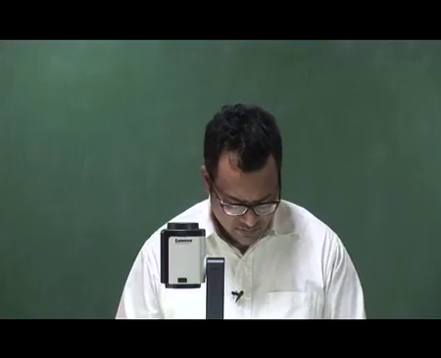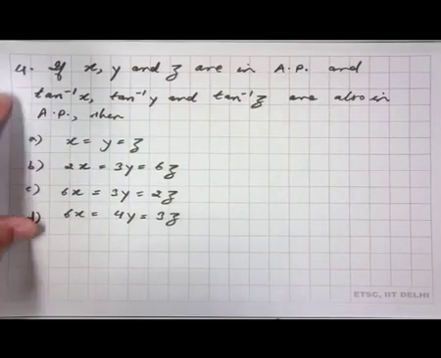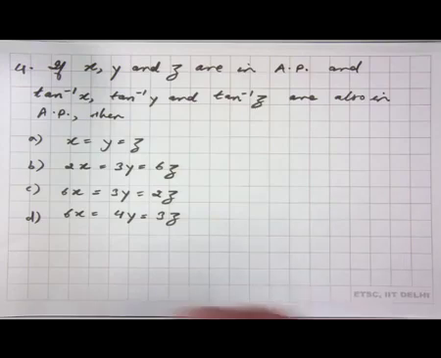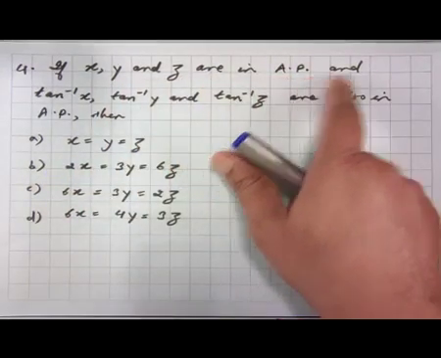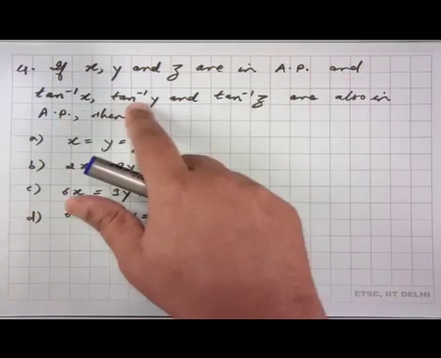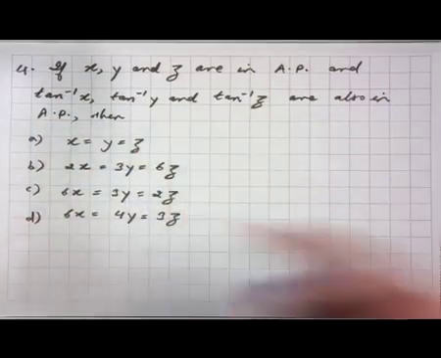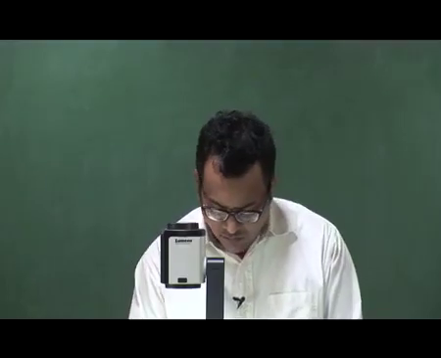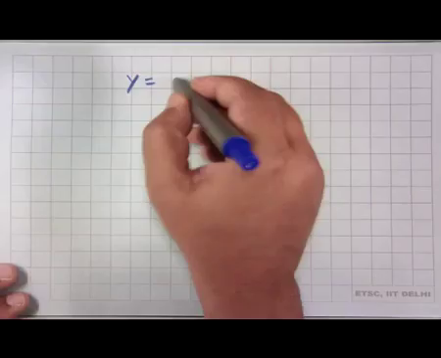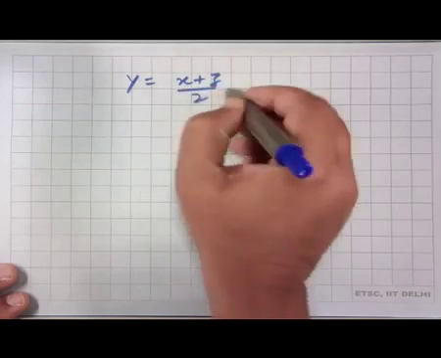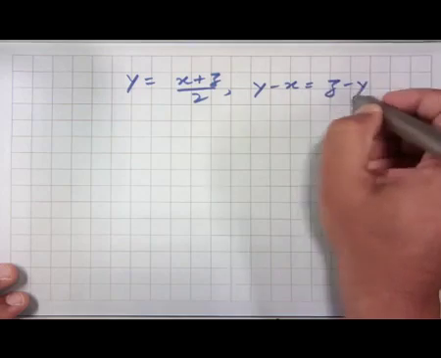So, here is another very interesting problem, and I think it is one of the JEE problems. It says that if x, y and z are in arithmetic progression, and tan inverse x, tan inverse y and tan inverse z are also in arithmetic progression, then which of the following is true? Since x, y and z are in arithmetic progression, we have y is equal to (x plus z) over 2, or in other words y minus x is equal to z minus y.